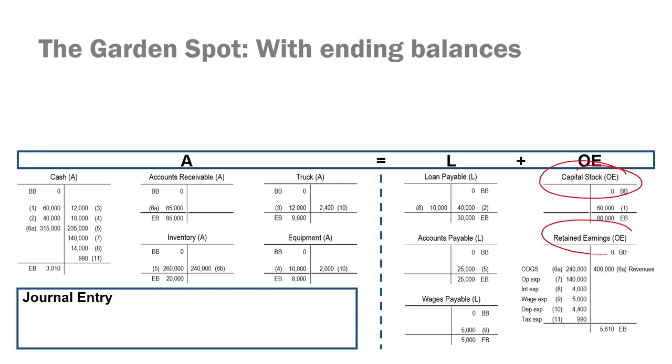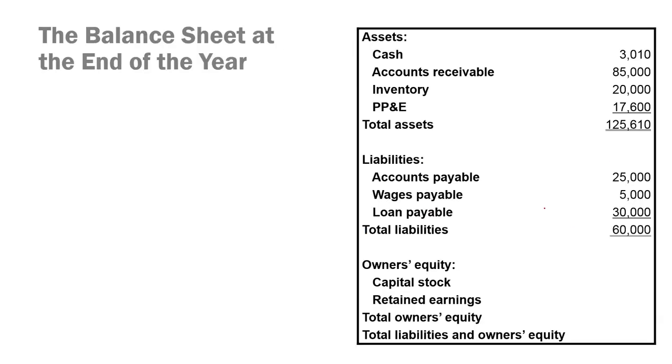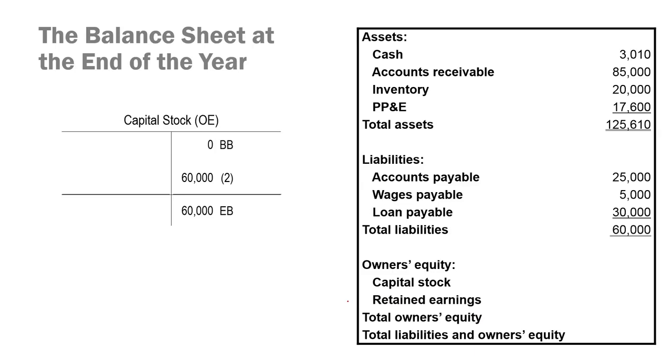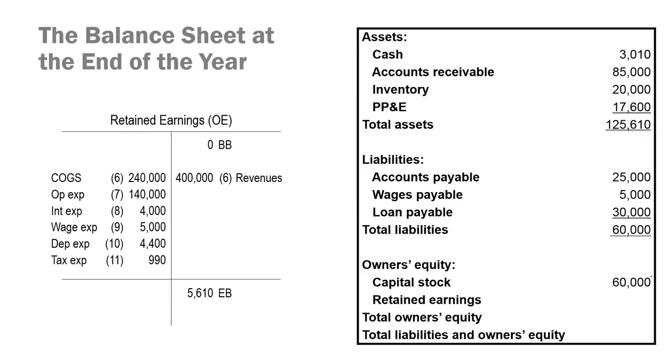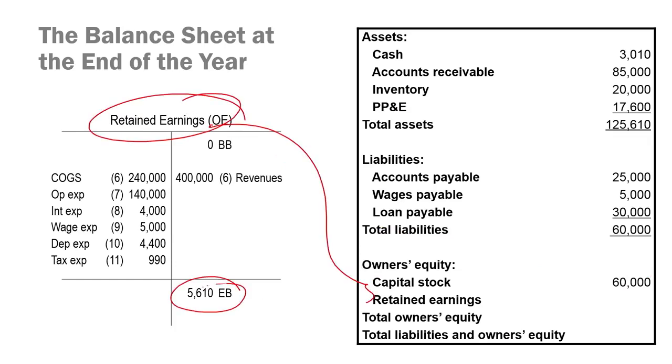Pretty simple. We have 2 owner's equity accounts. We're going to list both of those on the balance sheet. Capital stock, retained earnings. That's the order that we typically list those on a balance sheet in. We don't have liquidity guidance there, but we typically put our capital stock and then our retained earnings after that. Let's pull one of those T accounts, capital stock, 60,000 ending balance. We put that over here. Another piece of cake. Retained earnings, same thing. Retained earnings, 5,610.